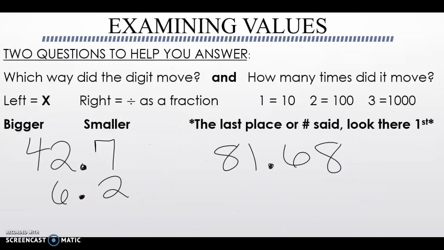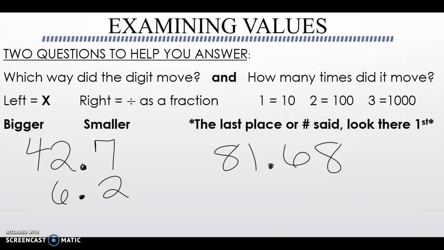So when you're examining place values and need to compare digits with each other based on what place they're in, there are two questions you can ask yourself to help you get to the correct answer. Which way did the digit move and how many times did it move? If your digit moved to the left, that means you multiplied, so your value got bigger. If your digit moved to the right, that means you divided, so it got smaller. And remember that division can be shown as a fraction.